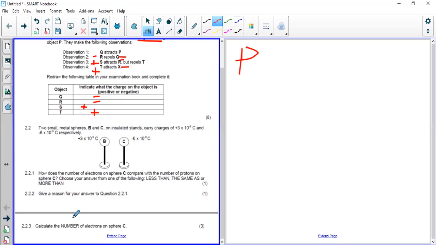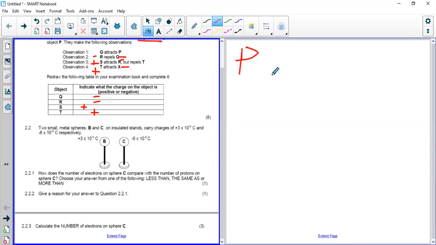Then we go to the next one, 2.2.2: give a reason for the answer. The answer there is because it's negatively charged. Negatively charged means there are more electrons than protons. Then you move on to 2.2.3: calculate the number of electrons on sphere C.